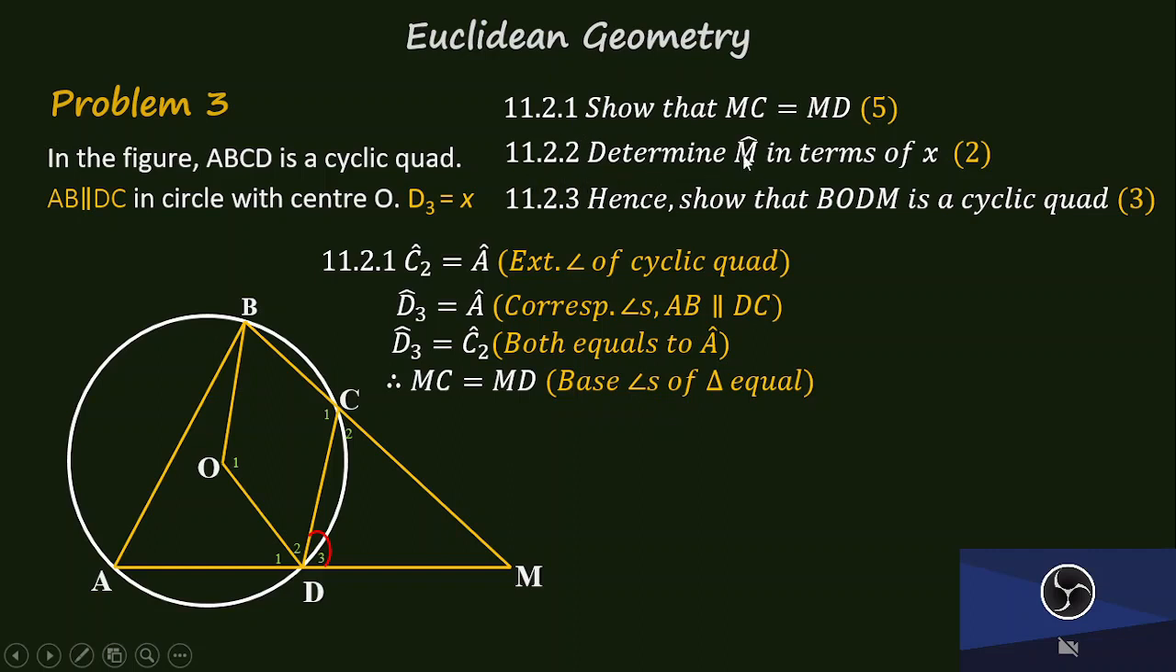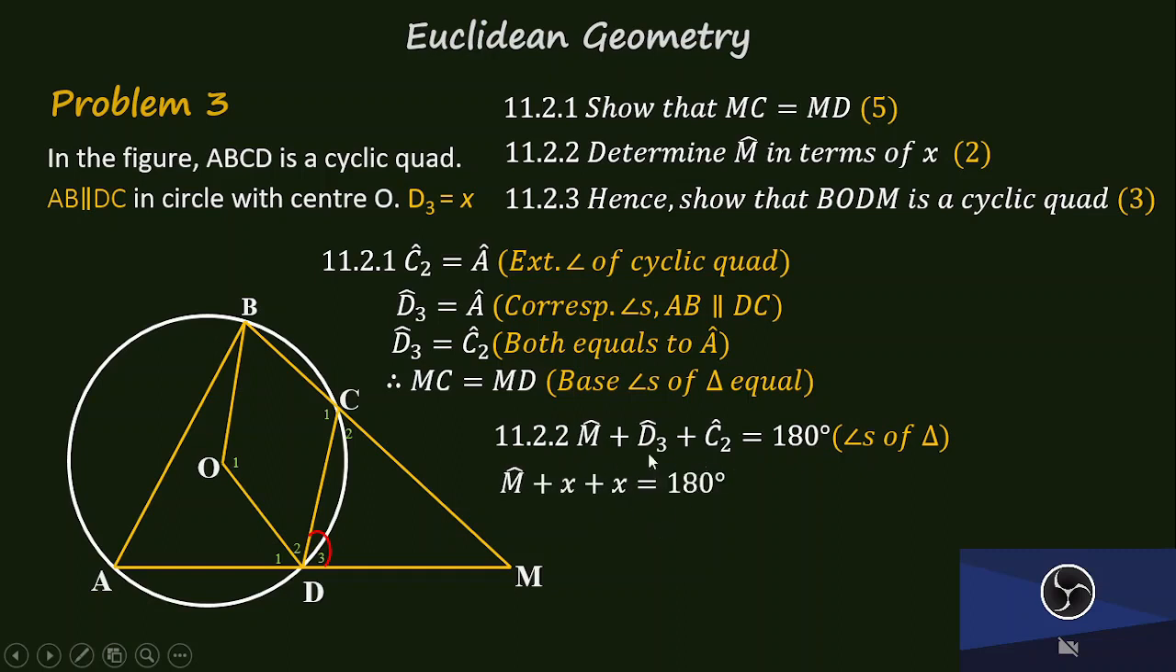11.2.2 wants us to determine the value of M in terms of X, right? So if you look in this triangle, CDM or MCD, we have D3, its value is X. D3 equals C2, we have just established that here. So that means this is X and that is X in this triangle. So the only one that is missing is M. But we know that the sum of angles of a triangle add up to 180 degrees. So these are angles of a triangle, right? They add up to 180 degrees. We can simply substitute the value for D3, the value for C2. Therefore, M will be given by 180 degrees minus 2x. So we were able to express M in terms of x. It's 180 degrees minus 2x.